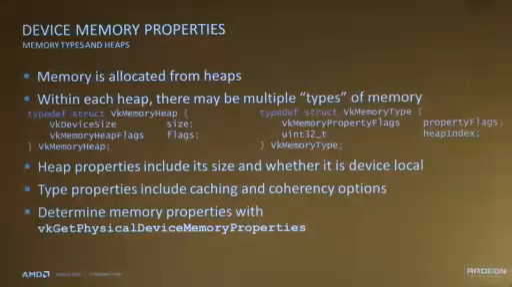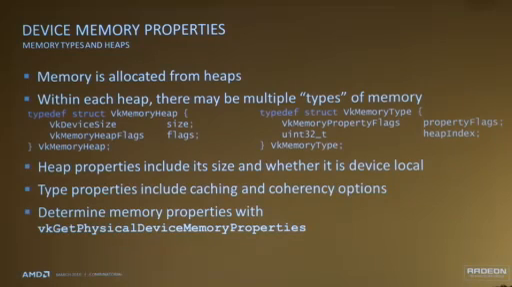So memory is allocated from heaps, but within a heap there can be multiple types of memory. So you have this array of memory heaps and an array of memory types, and the memory types have an index back into this array of heaps. The heap properties are things like the size of the heap and whether it's local to the device. The type of the memory indicates caching properties and coherency properties, and you might even have more than one type of memory that outwardly look very similar, but different resources might require different types of memory.